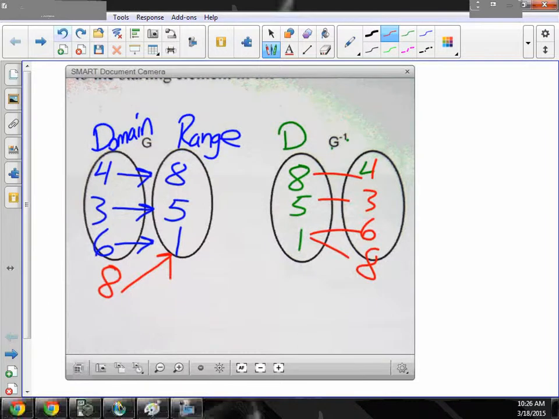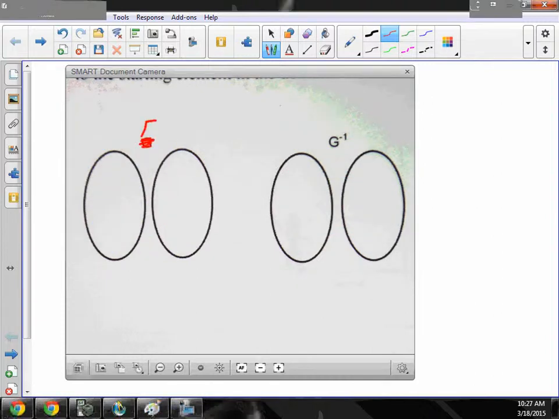So one-to-one means everything in this list has one line. Everything in the second list also has one line. So in order for it to be a function and be invertible, everything in this list and everything in this list has to have a single line. Okay, so go over to function f.